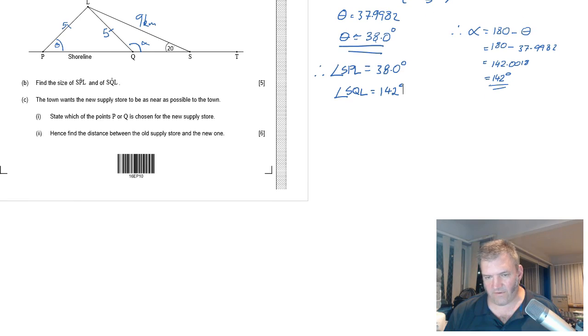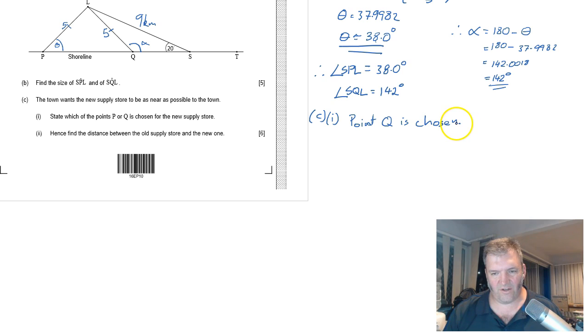Let's see if I can just give us a bit more room here. Part C. First part of Part C, C1. State which of the points P or Q is chosen for the new supply store. How do we know? The town wants the new supply store to be as near as possible to the town. Town is here. Which point is going to be chosen? Q is obviously nearer than P. So, it's really just a matter of reading. Point Q is chosen.